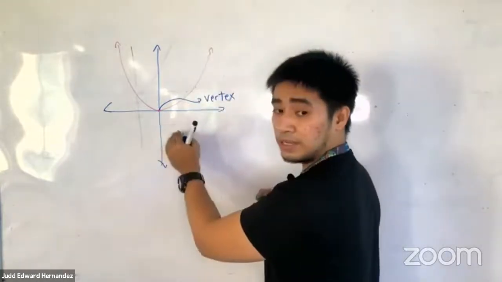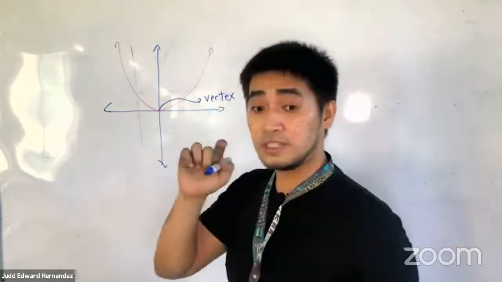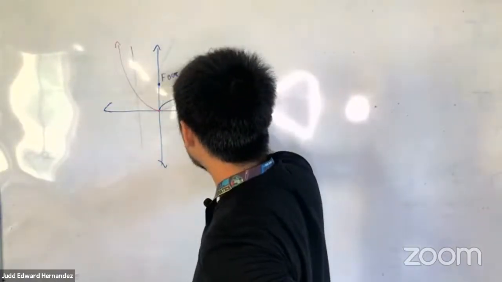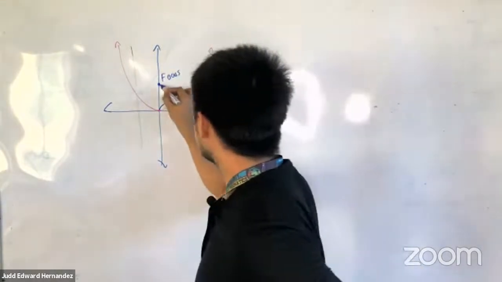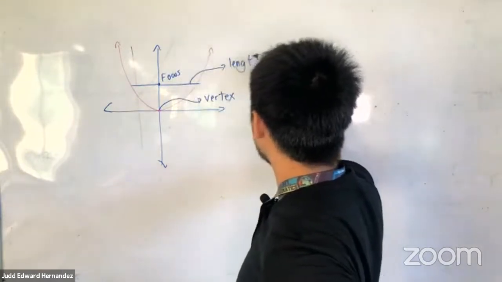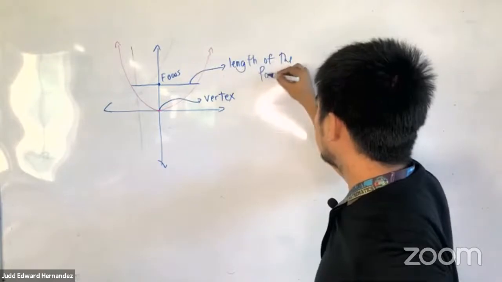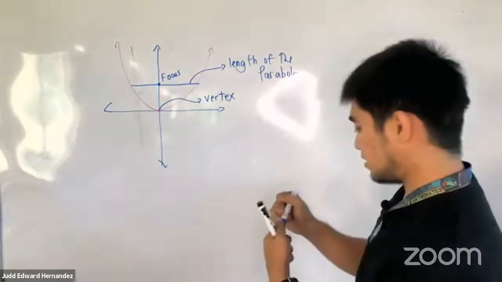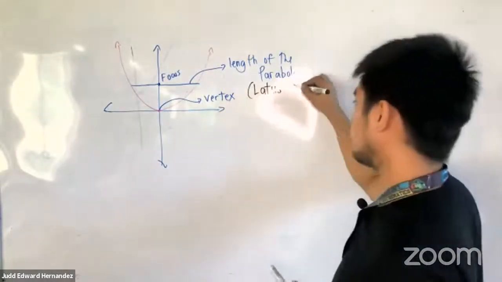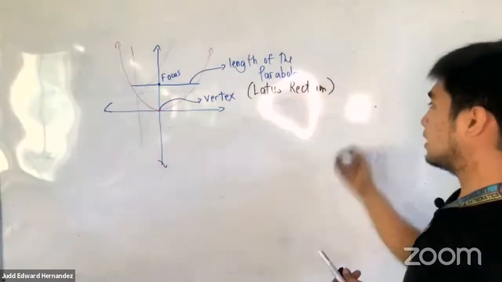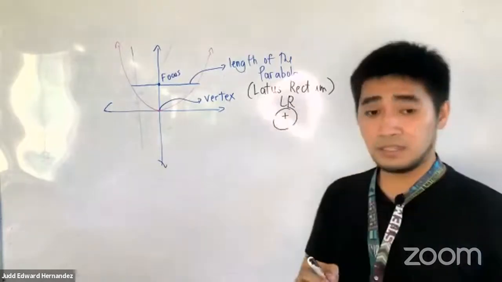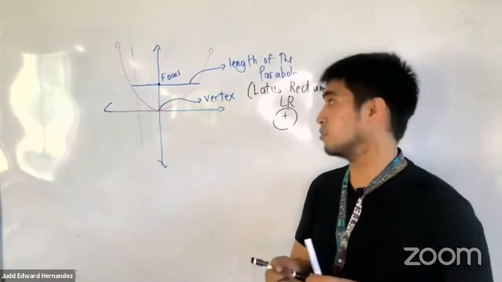If the parabola is opening upward, therefore, the focus is also above the vertex. Example, this is now our focus. Okay. And from the focus, we'll now be calling this as the length of the parabola. Pag sinabi nating length of the parabola, we call that also as the latus rectum, or LR. This is a distance, therefore it is always positive.